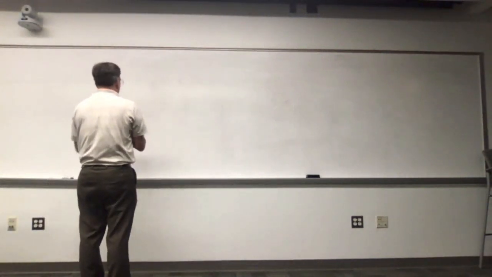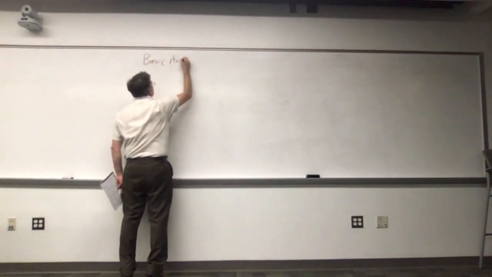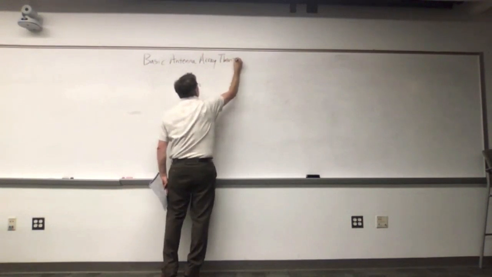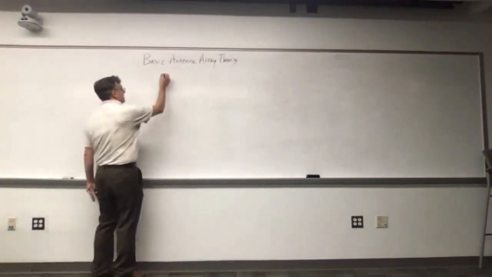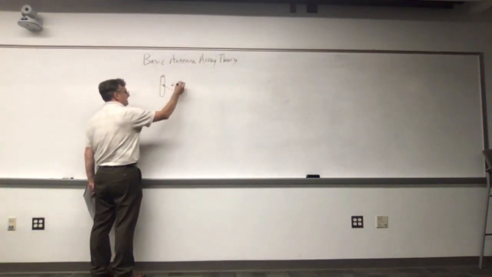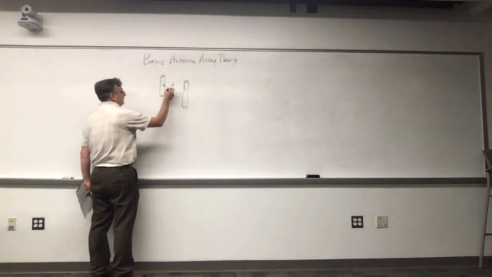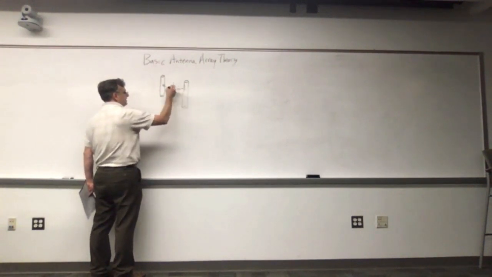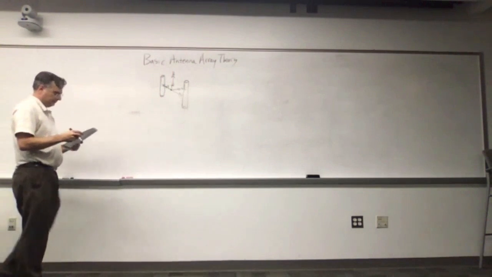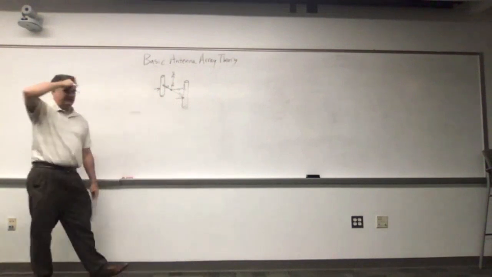Start with the simplest possible case we can think of. Basic antenna array theory. Let's say we have two dipoles. They're separated by d, with the origin in the center. And these are all fed like a standard dipole would be.